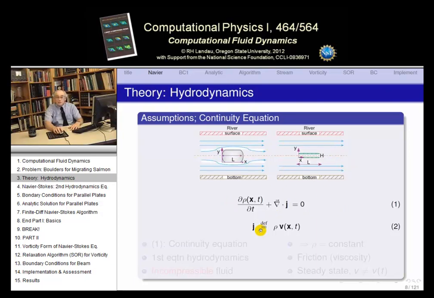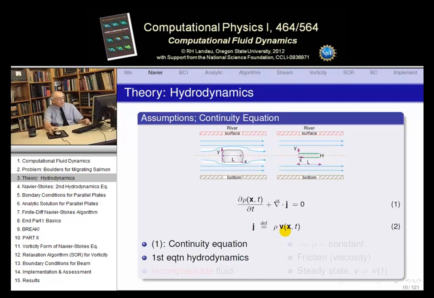Okay? J is the current. For a classical fluid, the current is just ρ, the density, times the velocity of the fluid. And notice here that V is in big bold, x is bold. That means these are vectors. J is big bold. Here's an arrow over del, nabla, if you want, indicating that's also a vector. So that's the continuity equation. Okay? It's the first equation of hydrodynamics. We always have to satisfy that equation.